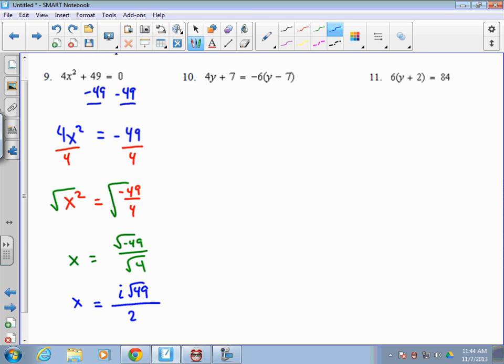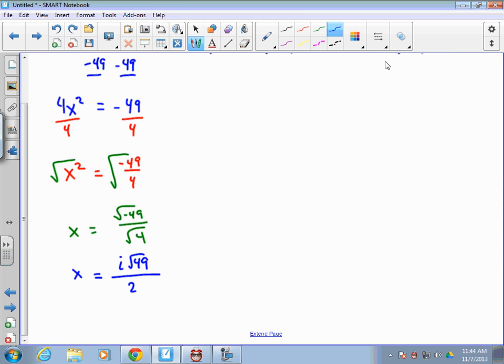So we can simplify it one step farther. We know the square root of 49 is 7. So plus or minus, or positive or negative, 7 times i over 2.